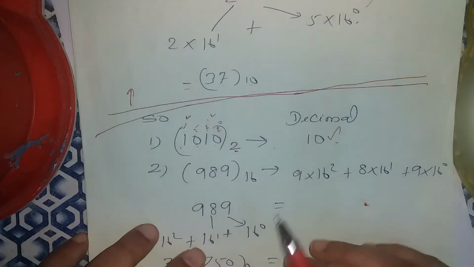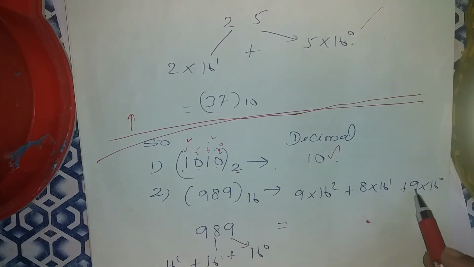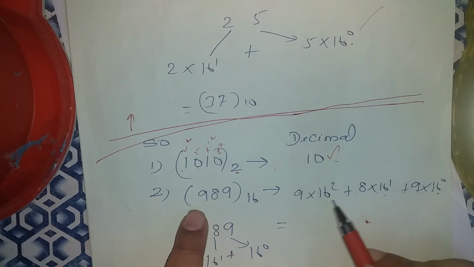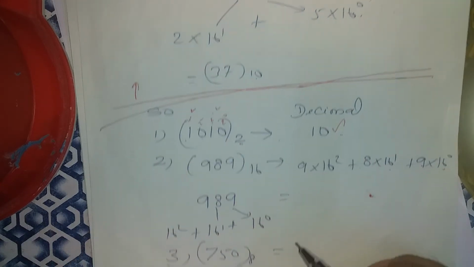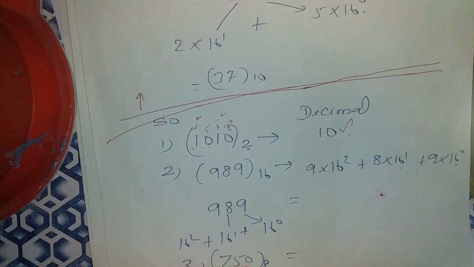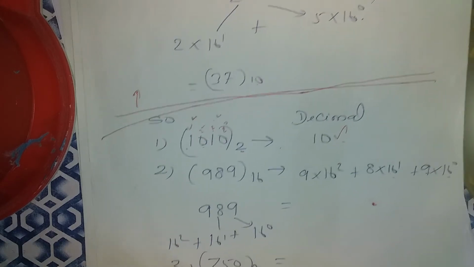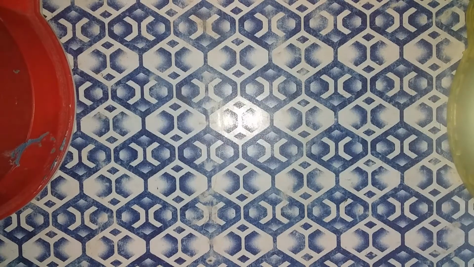Next, 989 to the base of radix 16. What is the decimal number? So I have to write 9 into 16 power 0, 8 into 16 power 1, 9 into 16 power 2. That's all. Next, the octal number 750. What is the value as a decimal number? The octal number is 0 into 8 power 0, 5 into 8 power 1, 7 into 8 power 2. This is the radix. I think now you have understood a little bit more about it.